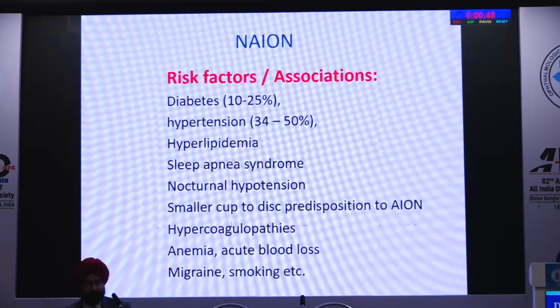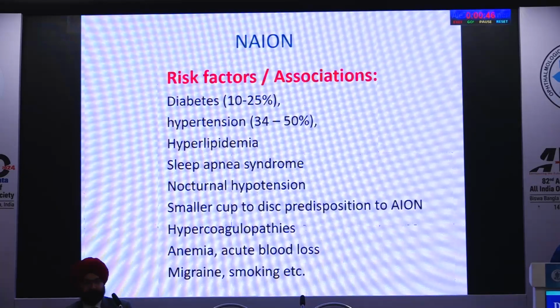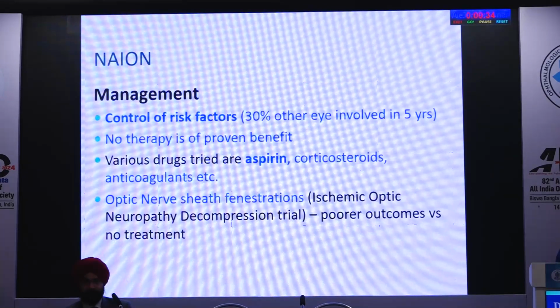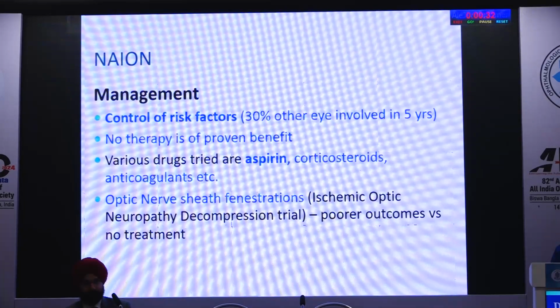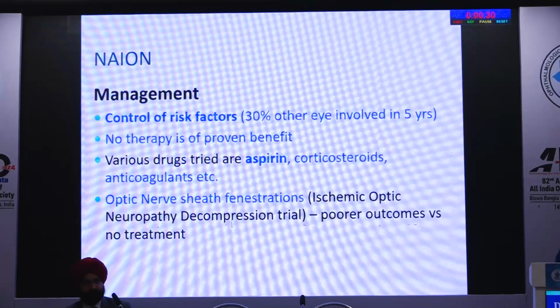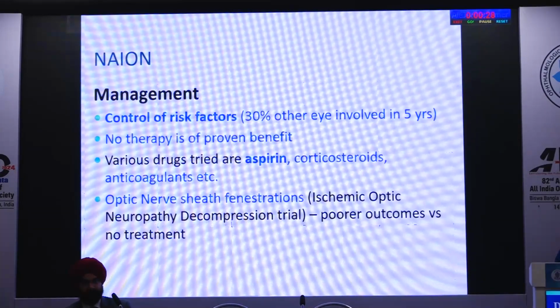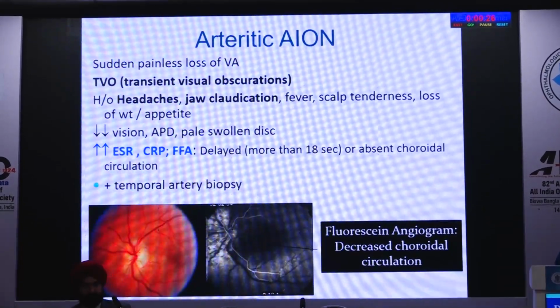Whenever you have an NAION, the most important thing is to identify risk factors and manage them, because recurrence in that or the other eye is very frequent unless the cause or the etiology behind the ischemia is managed. Again, essential control of risk factors is the management, and any other treatment has not been found to be very effective. Arteritic is just important to differentiate.